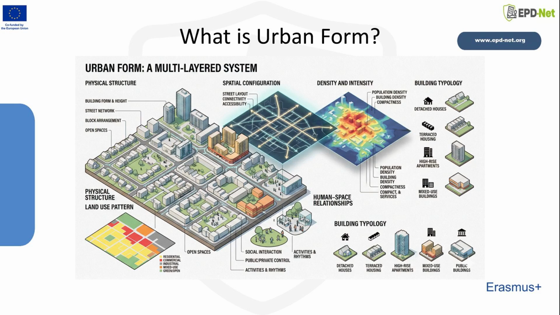And finally, we have human-space relationships, which go beyond physical form. This layer focuses on how people use spaces for living, working, and moving, how they perceive space, and how ownership or control, public or private, shapes the way cities function socially. So overall, urban form is a complex interaction between the physical, spatial, and human dimensions of the city, and understanding these layers helps us design more functional, efficient, and livable urban environments.